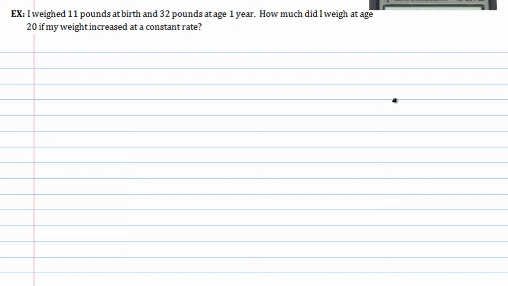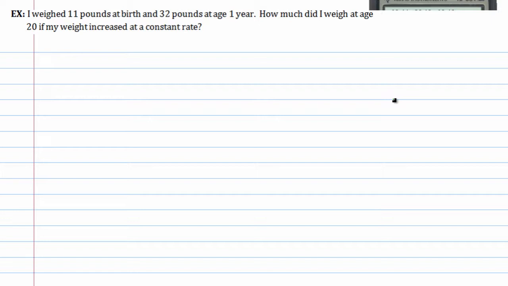Very last example, very fast example in fact. This is a true story. I weighed actually over 11 pounds at birth, but just to make my life easier for this example, I will say I weighed 11 pounds at birth and 32 pounds at 1 year. And both numbers are approximately correct. How much did I weigh at age 20 if my weight increased at a constant rate? In other words, how much would I have weighed at age 20 if my weight increased at that rate forever and ever and ever?